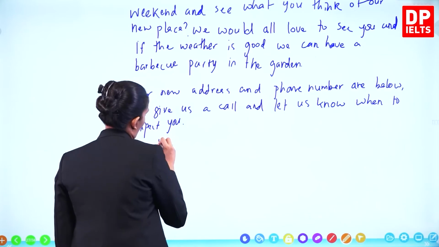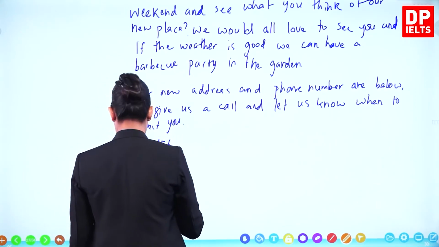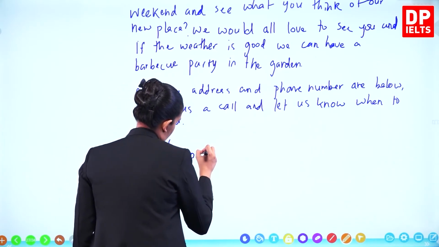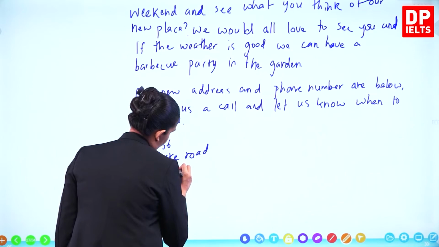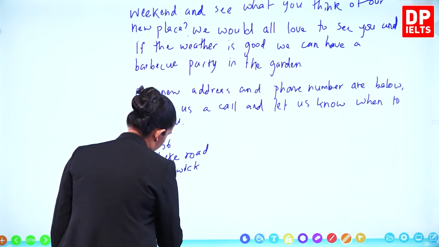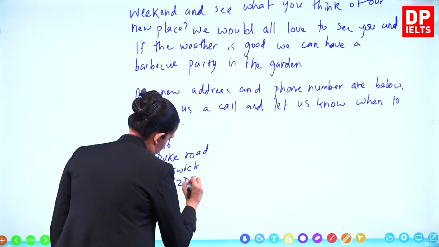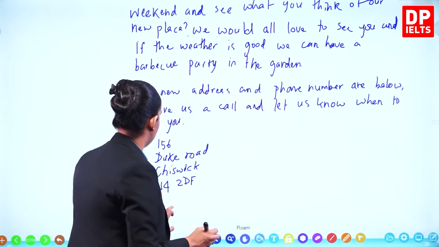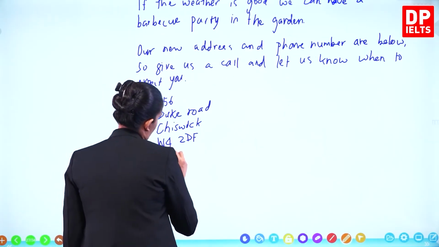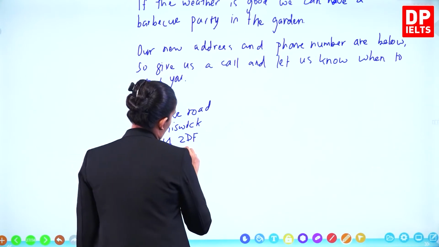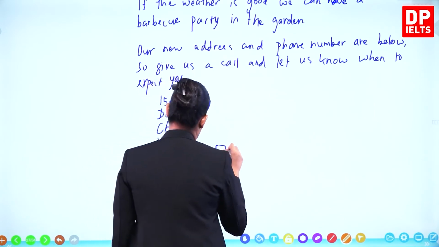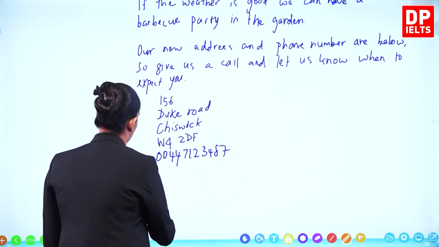So it's 156 Duke Road, Chiswick, W4 2DF. Okay, and 0044 712 3487. Okay, with lots of love.